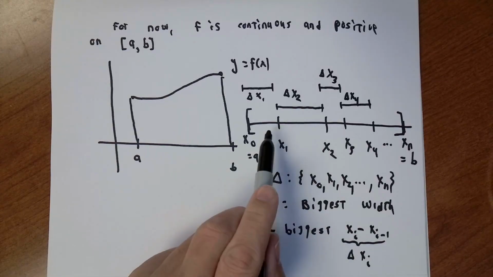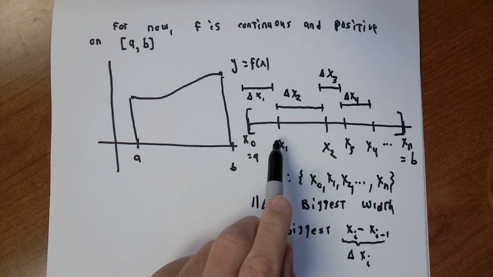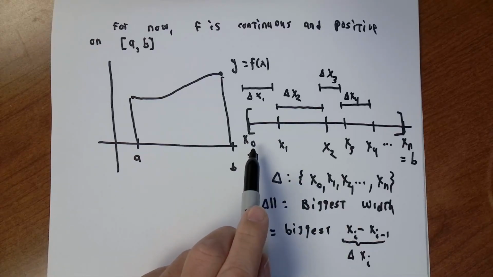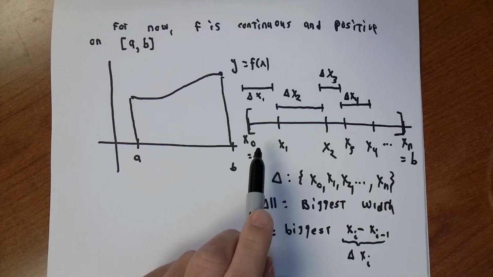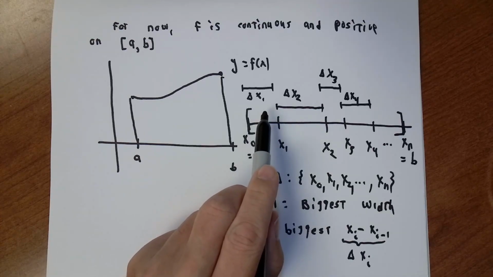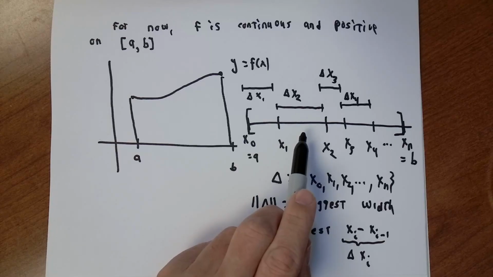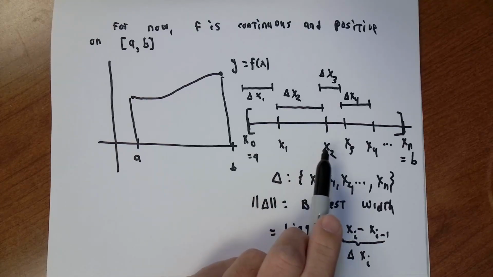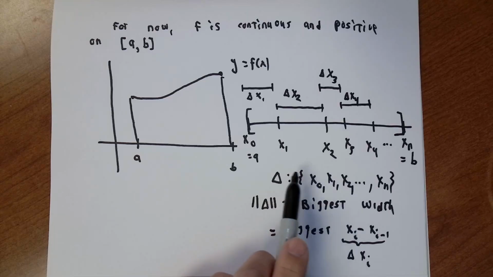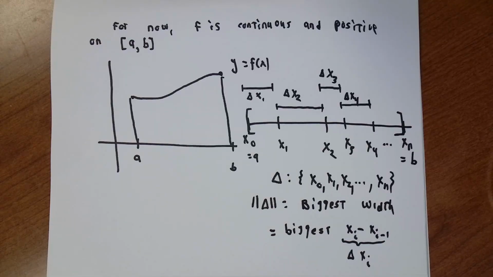So, for instance, the distance between x1 and x0 would be x1 minus x0. I'll call that delta x number 1. In the second chunk, I'll look at the horizontal distance from x2 to x1. I'll call that width delta x number 2, and so on and so forth. Notice that in general, I don't have to have the same widths all the way across. Sometimes it'll be convenient for me to do that.